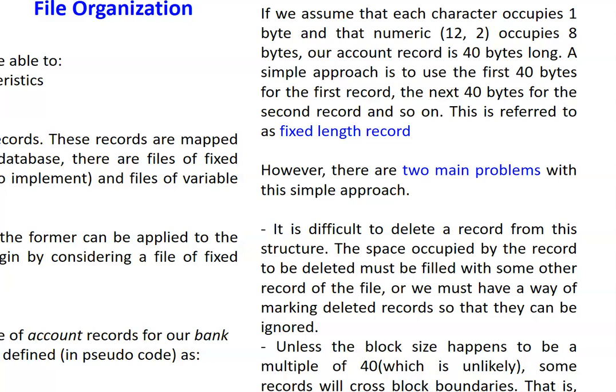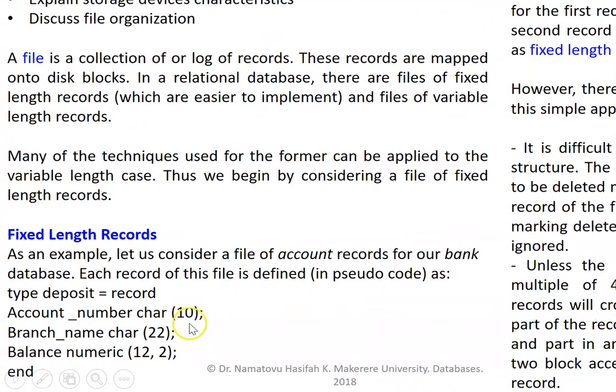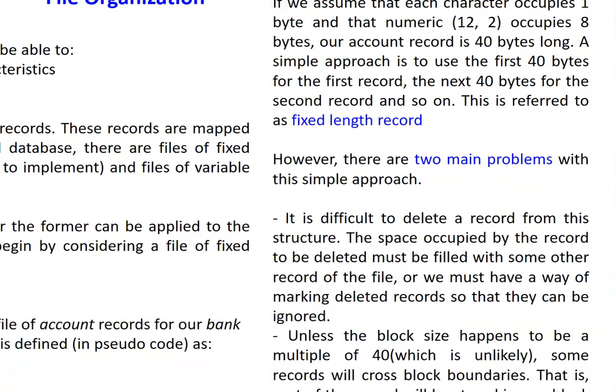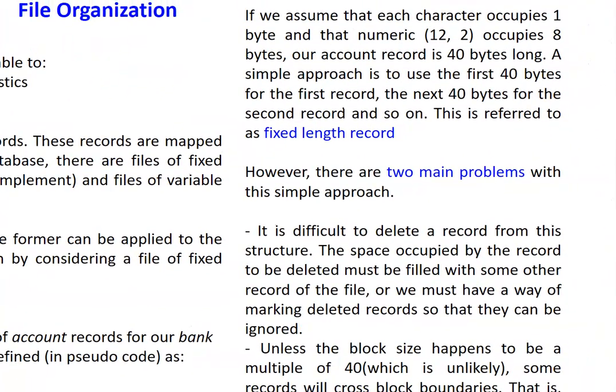The 40 bytes, where are they coming from? They're coming from the 10 plus the 22, plus the 8 that we are assuming the balance numeric has as its equivalent. So in essence, that particular record is equal to 40 bytes.